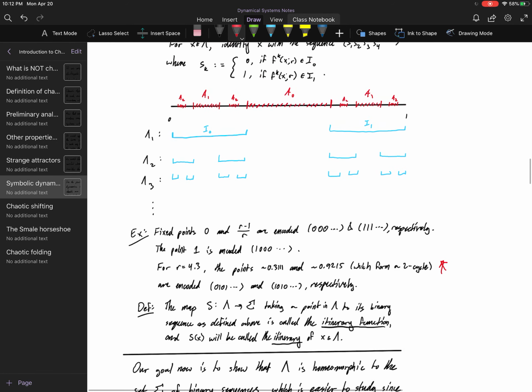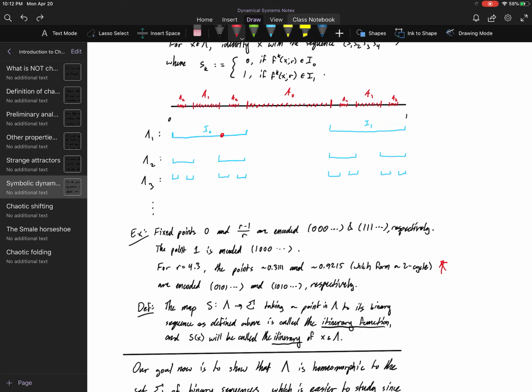And these points, belonging to that 2-cycle, are encoded as either 0101 repeating or 1010 repeating. Why? Because 0.311 starts right about here and then keeps flopping back and forth, here, and then back here, and then back here. So we start on the I0 side, then go to the I1, then the I0, the I1, the I0, and it keeps flopping back and forth.